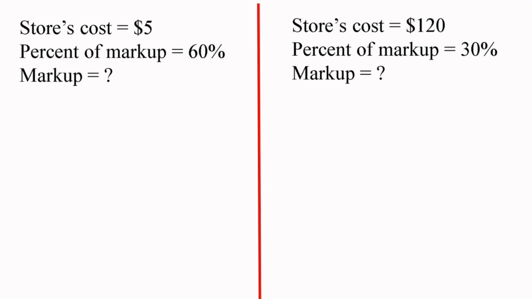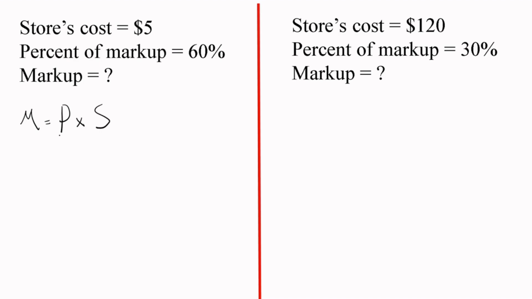Here we have two more examples. Let's start with the first one. In the first one, I have a source cost, which is $5. I have percent of markup, and the question is asking about markup. I told you markup is equal to percent of markup times the source cost.